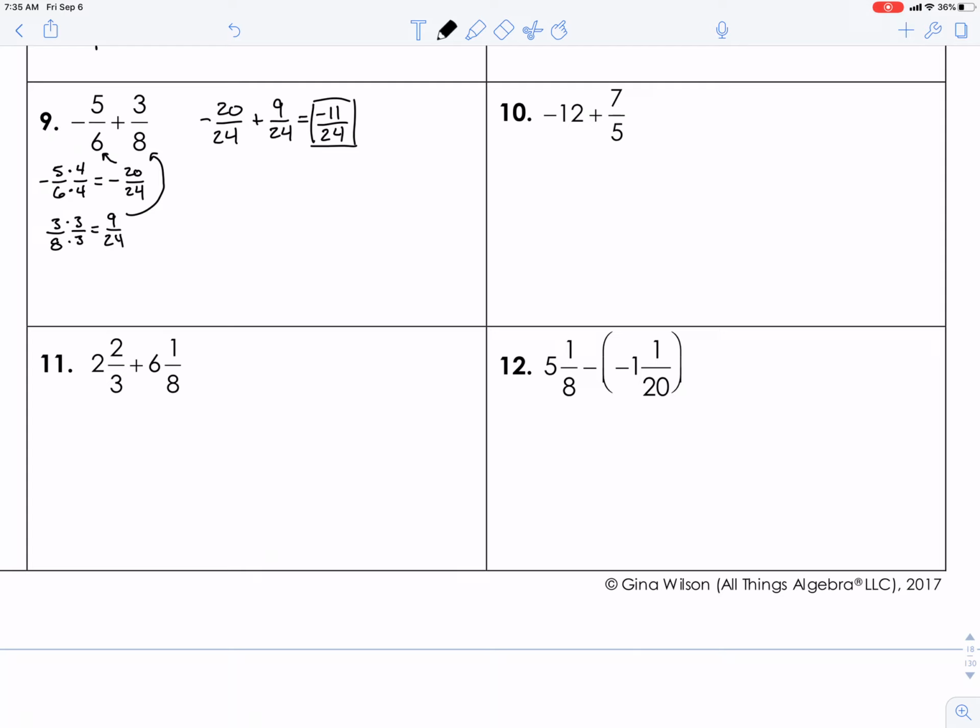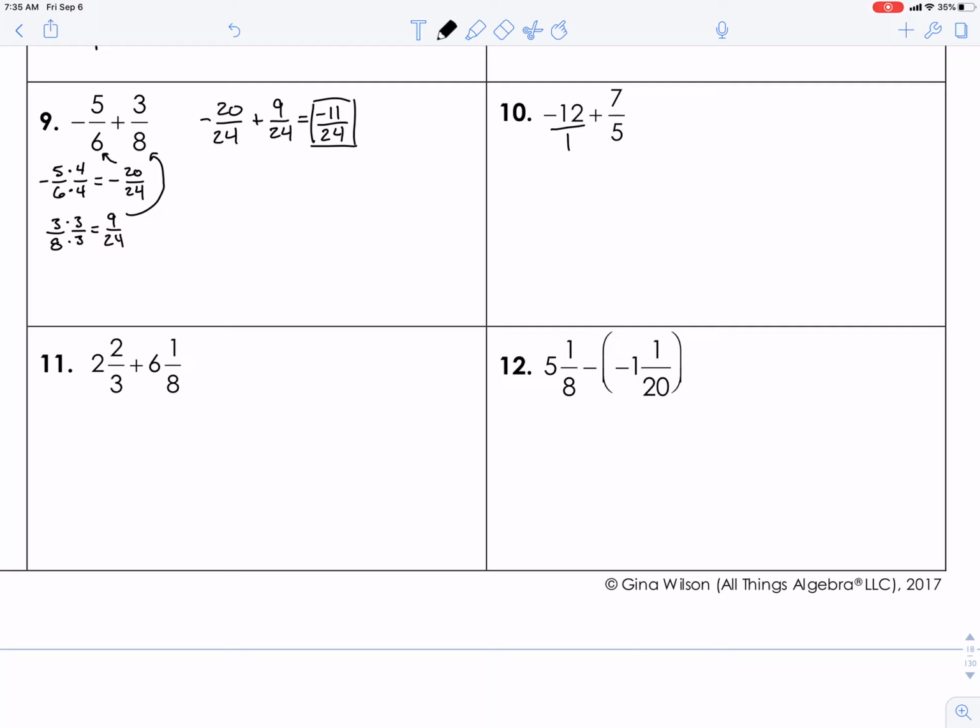I got negative 12. Well, that's not a fraction. Well, technically it is a fraction. Any whole number, you can put it over 1. Now I've got a fraction. Well, are my denominators the same? No, I've got 1 and 5. Now, you can only do this if there's no fraction with the whole number. So negative 12 didn't have a fraction with it. So it was just a whole number, so I can just put it over 1.